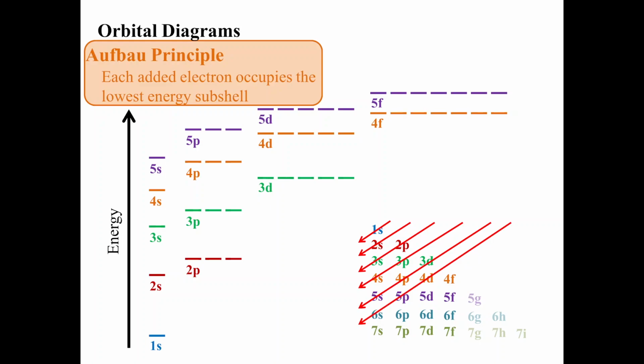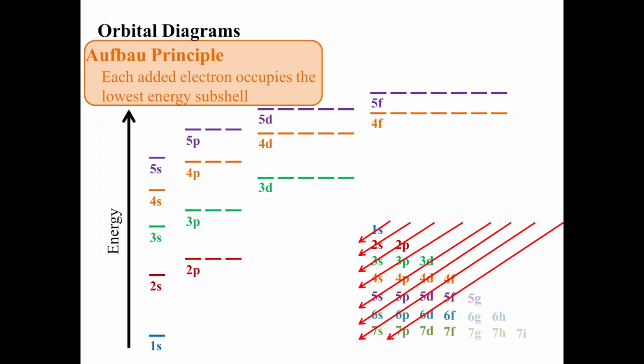Then we do 4d, 5p, 6s, then 4f, 5d, 6p, 7s, and then finally 5f, 6d, 7p. And we would do 8s next, but again, our current elements that we have in the world don't have that, so we're going to exclude it from that point on.